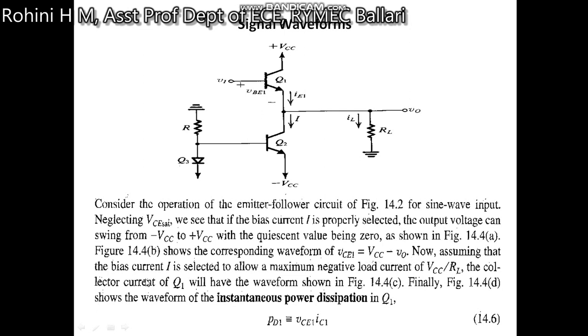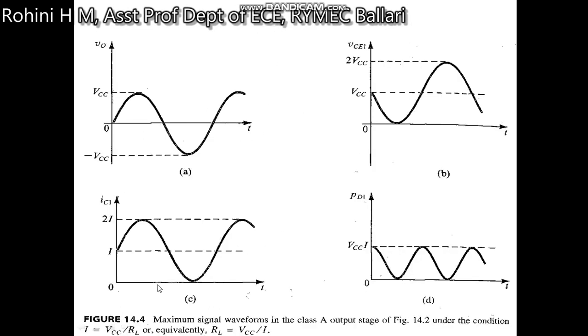Now assuming that the bias current I is selected to allow a maximum load current of VCC by RL, the collector current of Q1 will have the waveform shown in figure C. So the next condition is assuming that the selection of I is to allow the maximum negative load current. In order to allow the negative load current, this is the waveform which is shown here, figure C.